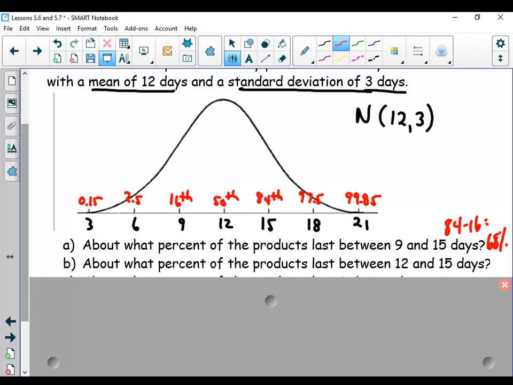All right, what if I'm asked between 12 and 15? Well, again, I go to those two values, 12 and 15. I look at their benchmark percentiles, that's 84 and 50, and I just subtract those two. When I subtract those two, I find out that's 34%.